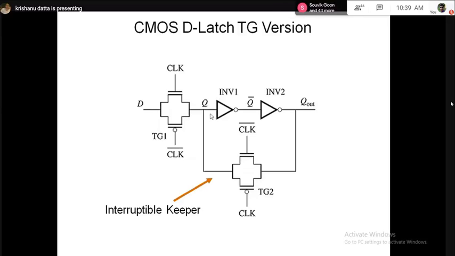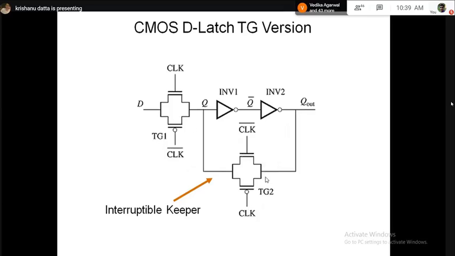In this circuit, see this D, Q, Q bar, this structure is still the same. Now in this feedback loop, what we have done, we have introduced another transmission gate here, right? And the speciality is that in the input transmission gate, NMOS is getting clock. In the feedback transmission gate, NMOS is getting clock bar. In the forward transmission gate, PMOS is getting clock bar. In this feedback transmission gate, PMOS is getting clock. So the clocking is exactly opposite.